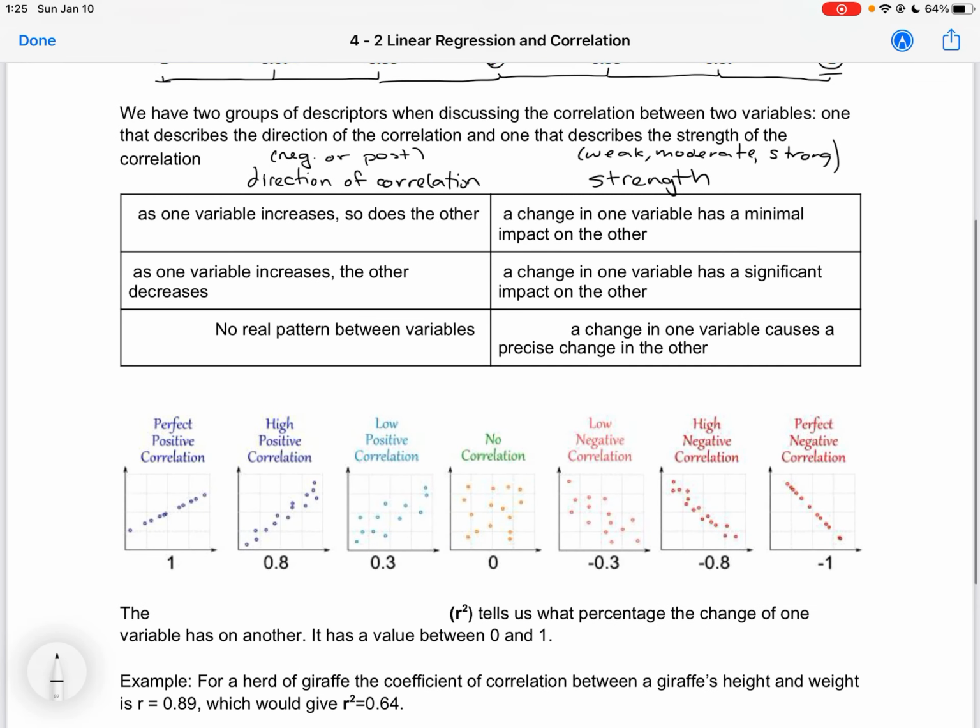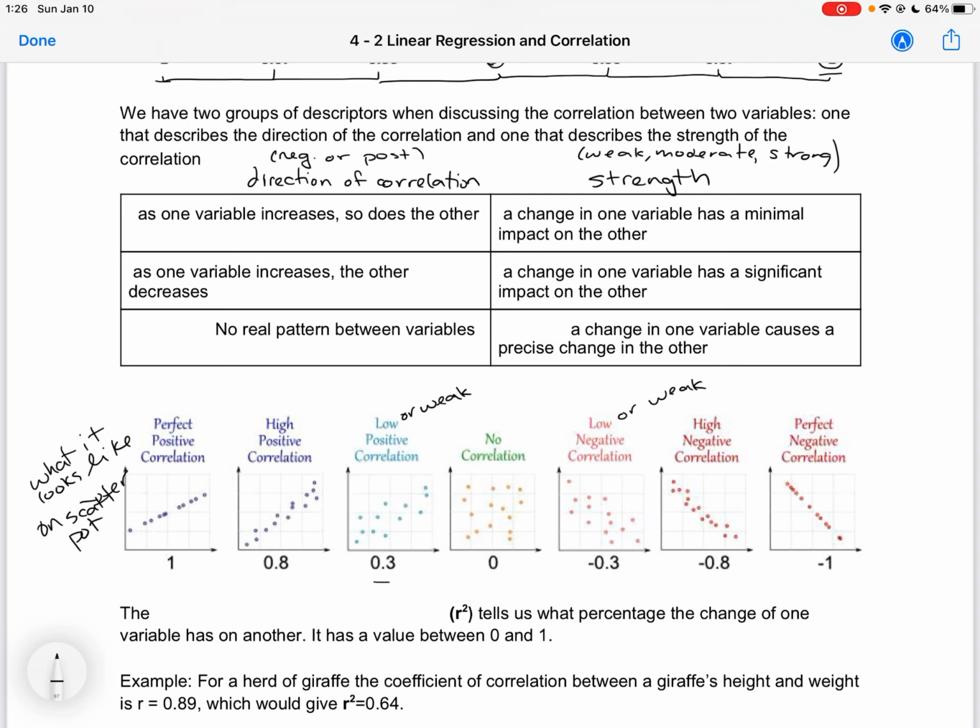If we have a perfect positive correlation versus a perfect negative correlation, these are some examples of what they would look like on a scatter plot. So just so you have an idea of what an R value of 1 looks like versus an R value of -1, versus a low positive or weak correlation here, and then weak.